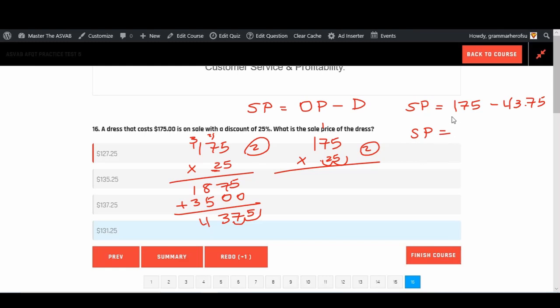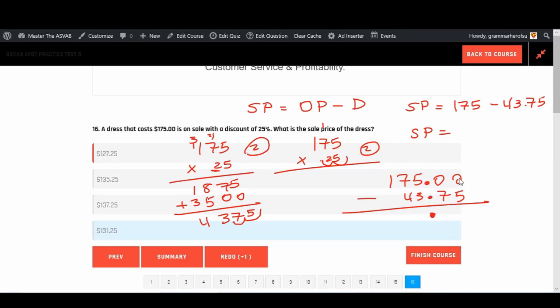So in other words, the sale price is the original price of 175 minus the discount of 25%, which is the equivalent of 43.75. So now I got to do 175 minus 43.75. Again, I'm subtracting decimals. The key to subtracting decimals is to line up your decimals. So in this case, we're just going to drop our decimal in place right there.